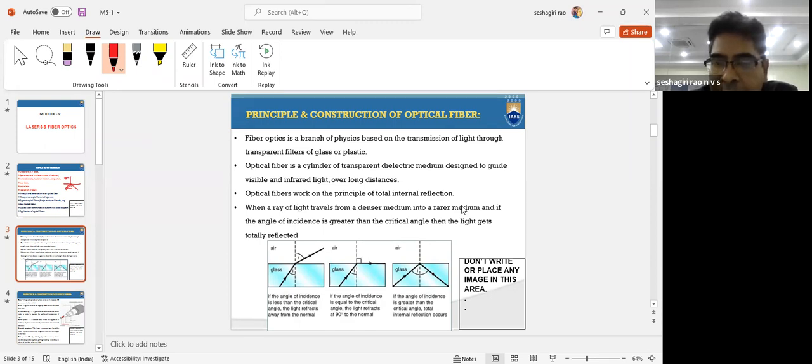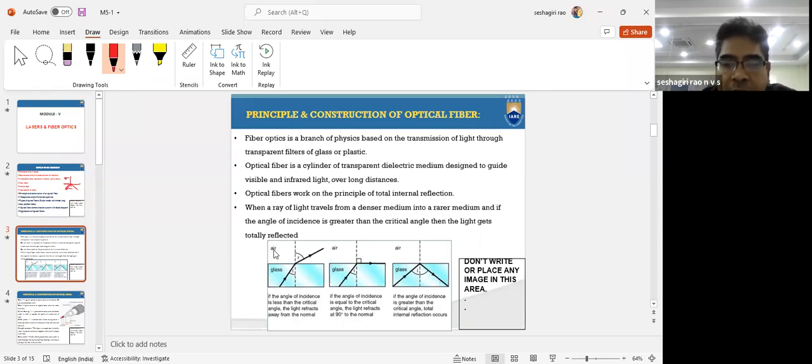That is what we have seen. That is, when a ray of light travels from a denser medium to a rarer medium, right? And if the angle of incidence is greater than the critical angle, then light gets totally reflected. So this is what we need to understand. That is, when a ray of light travels from a denser medium to a rarer medium.